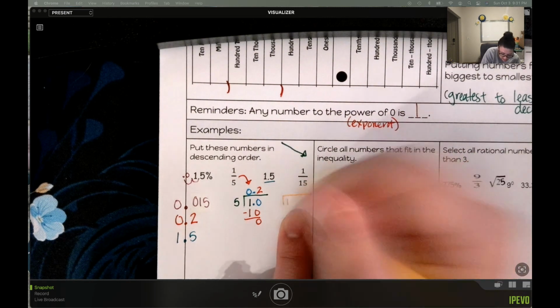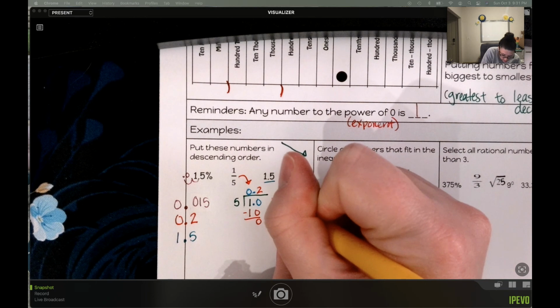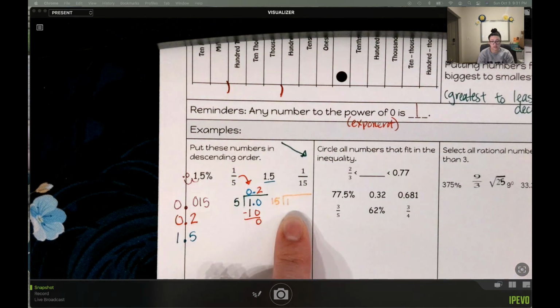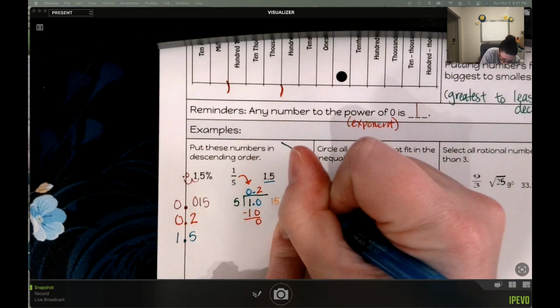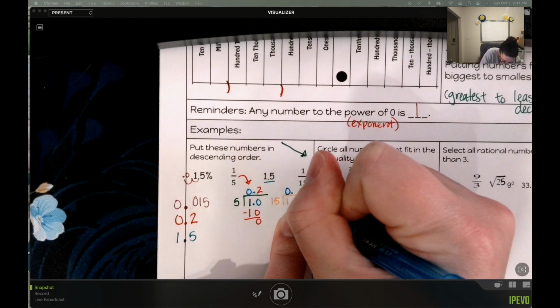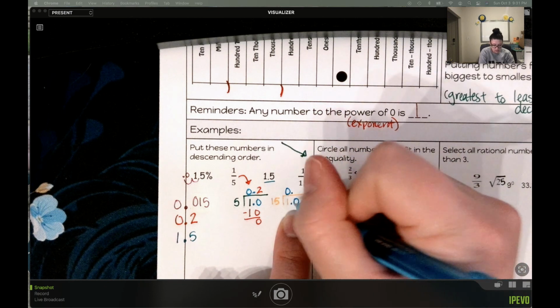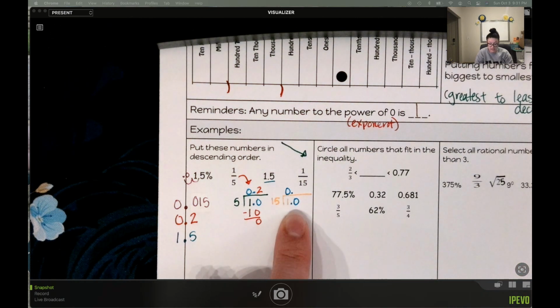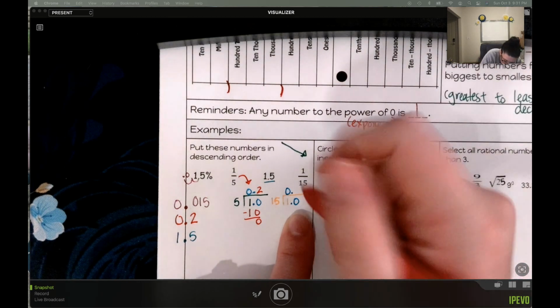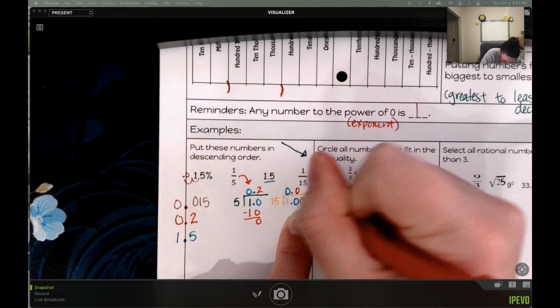1 on the inside, 15 on the outside. Top dog gets the house. Does 5 go into 1? Nope. Zeros and some decimals. Does 5 go into 10? Nope. Another round of zeros.